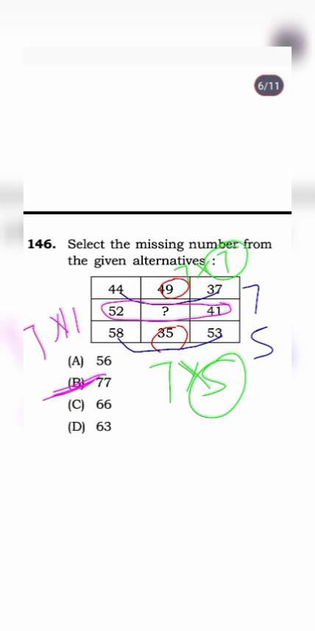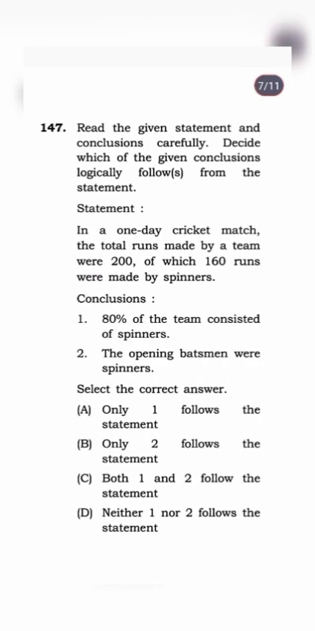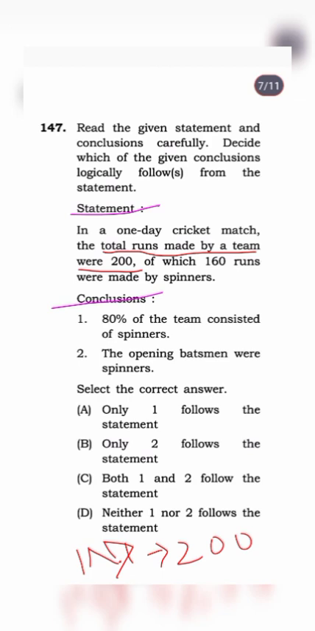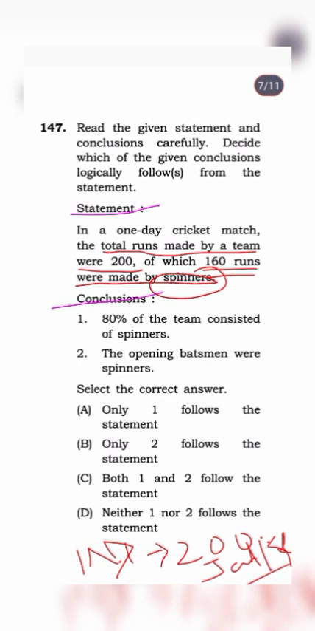Now we will move forward. Read the statement and conclusion carefully. Decide which of the conclusions logically follow the statement. Here is the statement, here is the conclusion. First, in a one day cricket match, the total runs made by a team, for example, say India made 200 runs in a one day match, of which 160 runs were made by spinners. So 160 total runs made by spinners. So I guess Jaddu, Kuldeep, they have made together. 80% of the team is considered spinners.